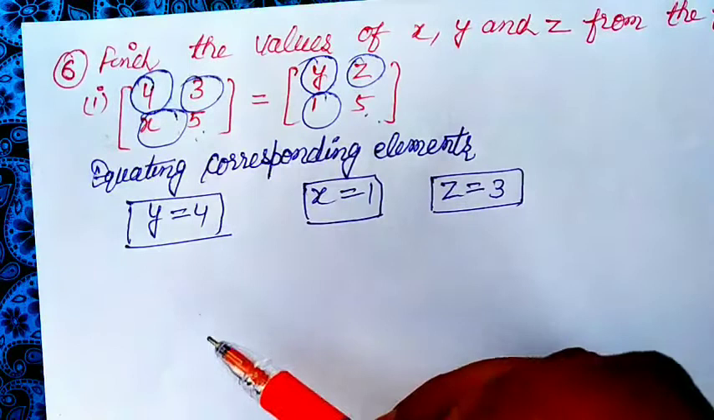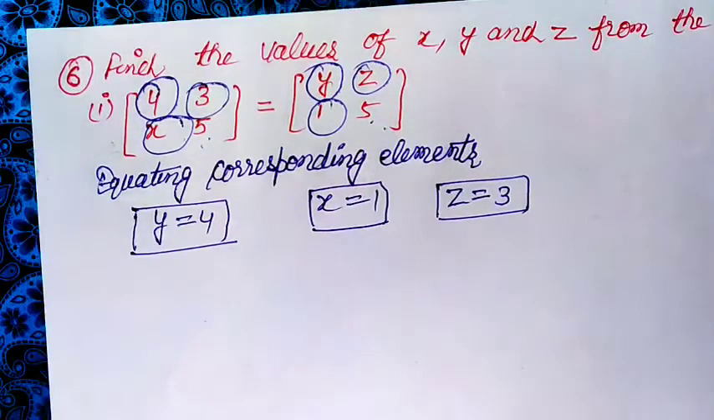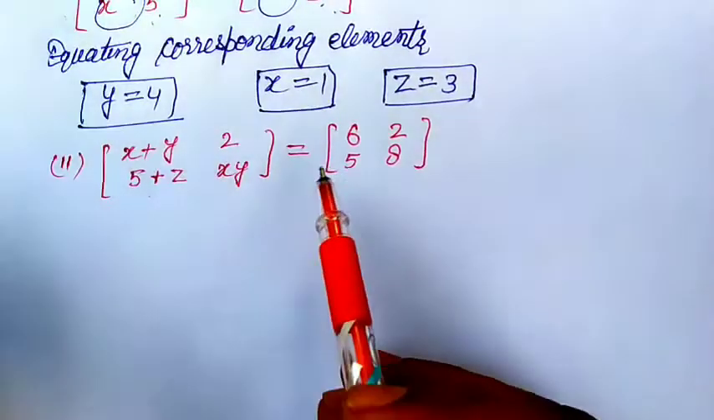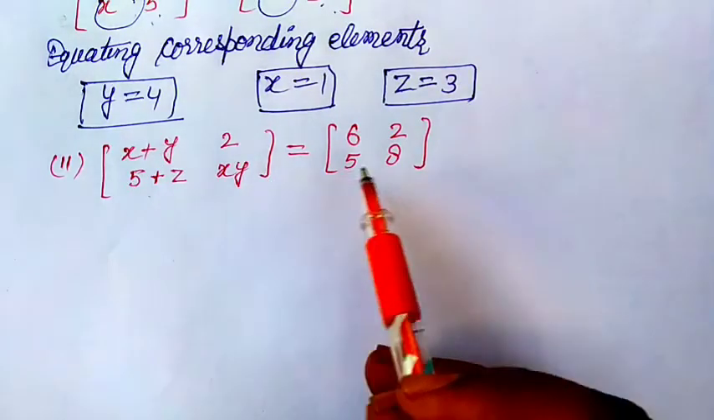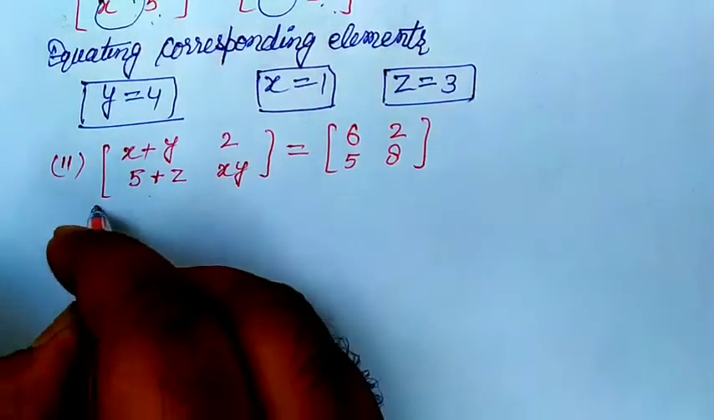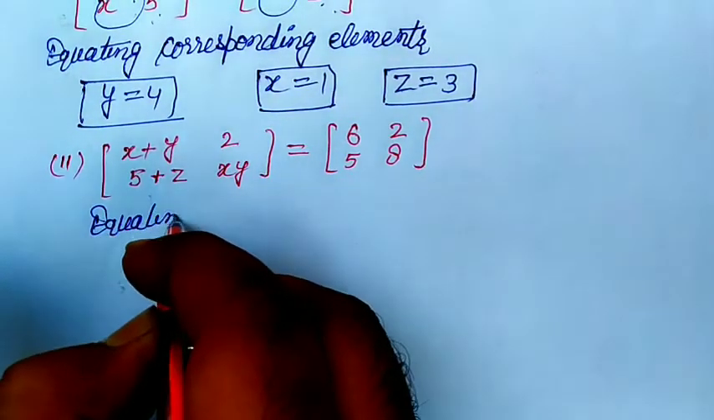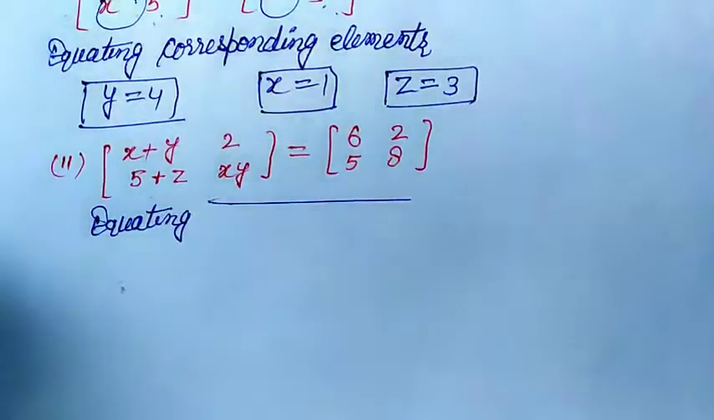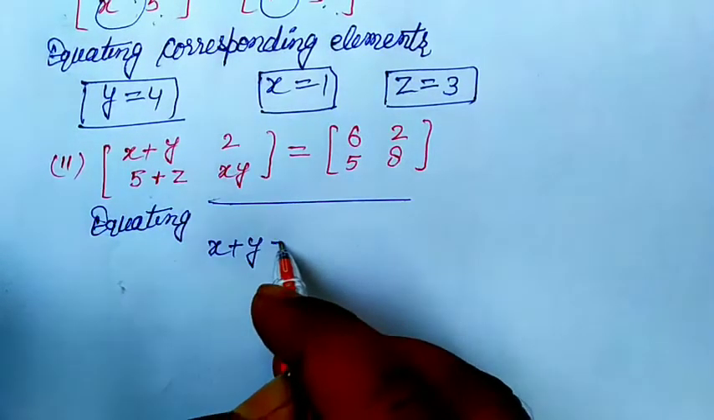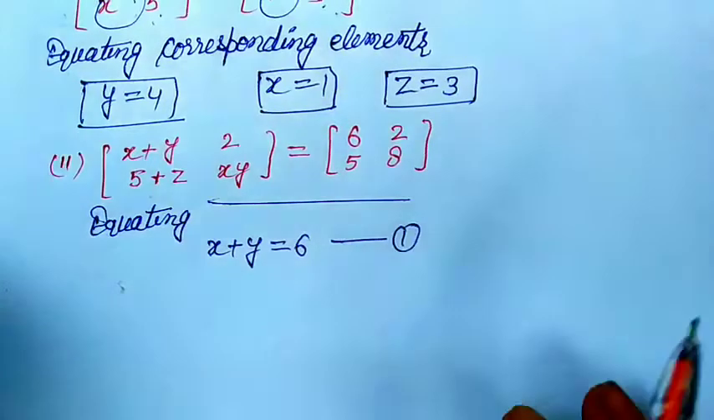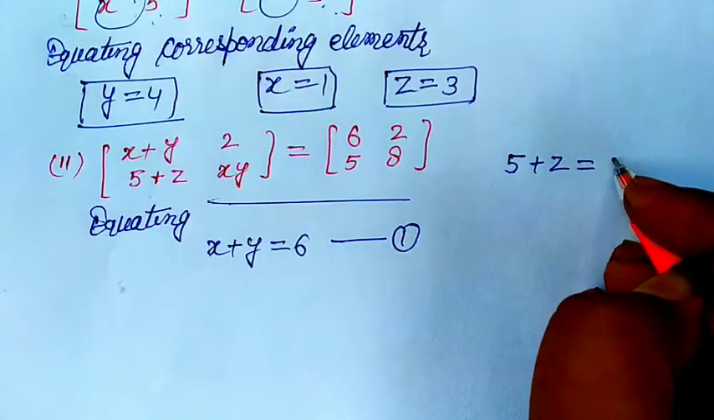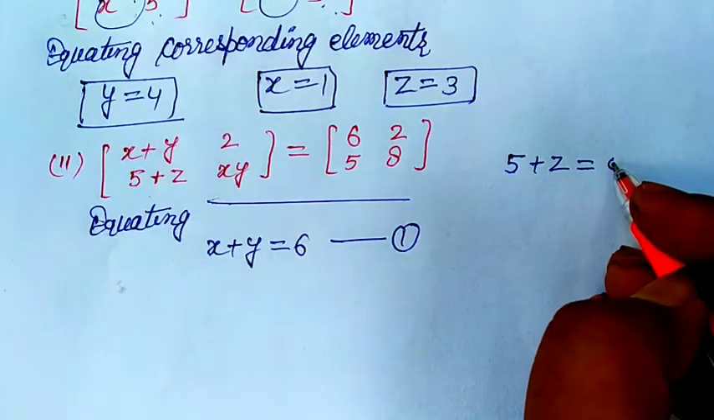You can see yourself. Now move to question number 6, part second here. In part second you can see the orders are the same and the matrices are equal. So we can write here, equating corresponding elements, isn't it? So x plus y equals 6, we have got one equation. 5 plus z equals 5.